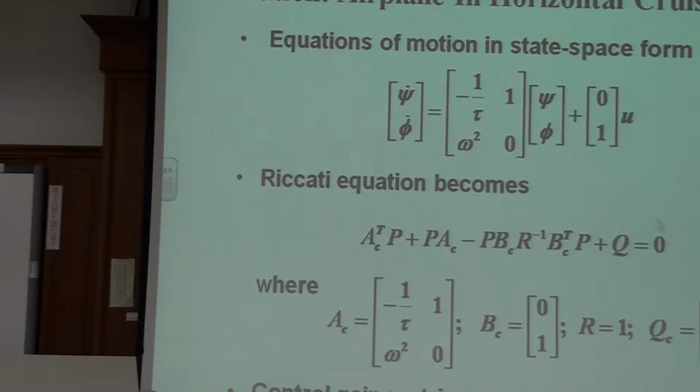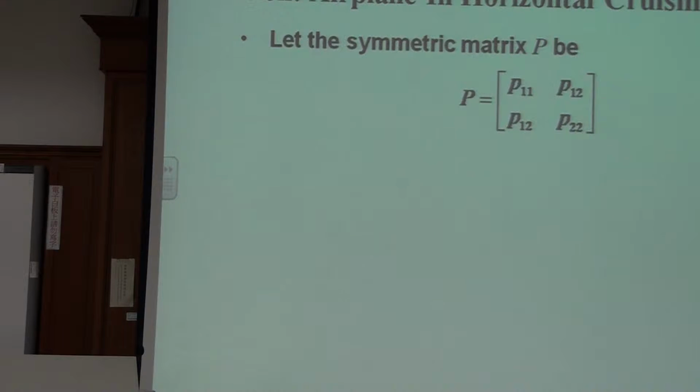Okay, now I'm going to solve it by hand, so you can have a feeling about these Riccati equations here. But of course, now we don't have to do that. P equal to P11, P12, and P12, P22, because they have to be symmetric. And this is only 2 by 2. So P12 equal to P21.